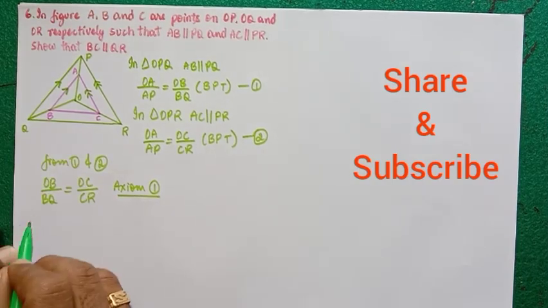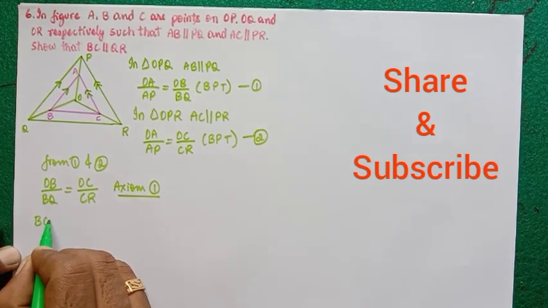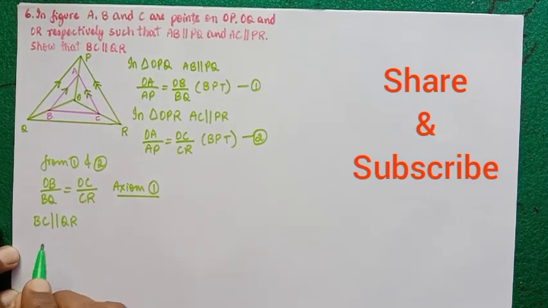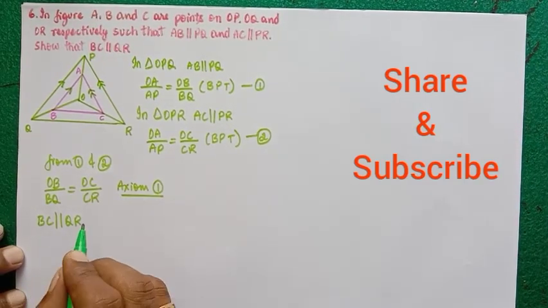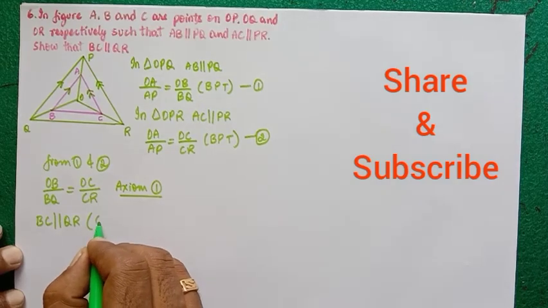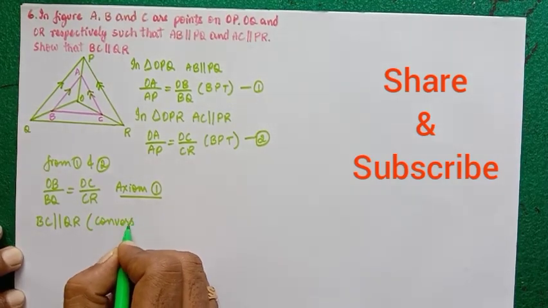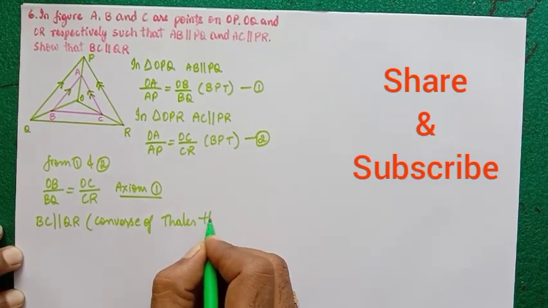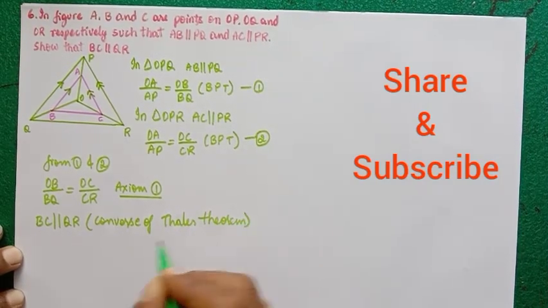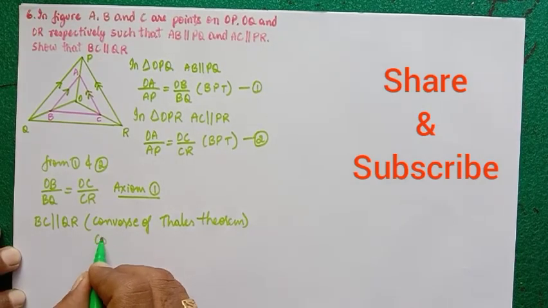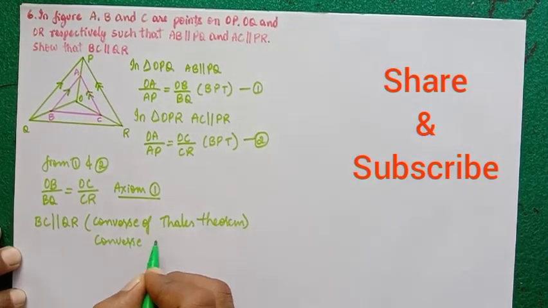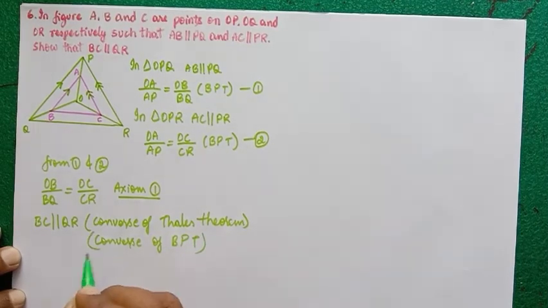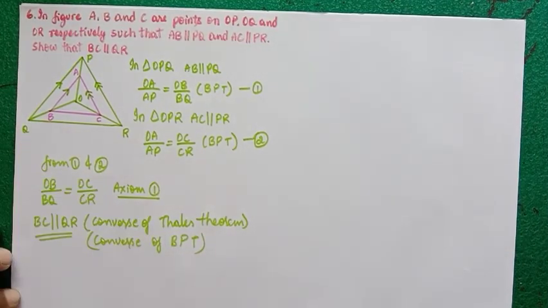So we can write here BC is parallel to QR. By what law are we stating this? It is the converse of Thales theorem, or we can write the converse of the basic proportionality theorem. What we have to prove has been proved here.